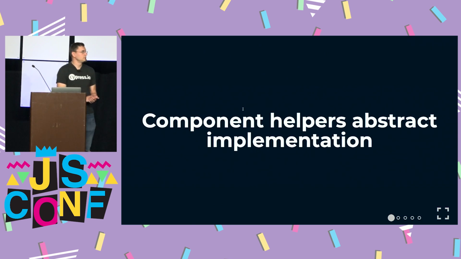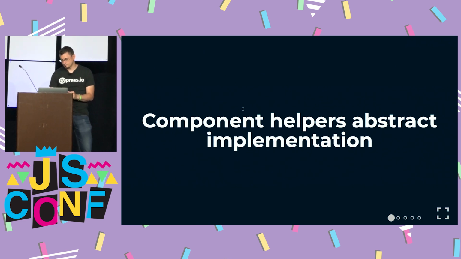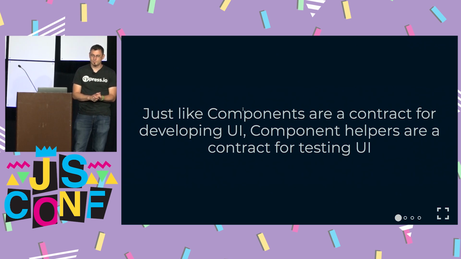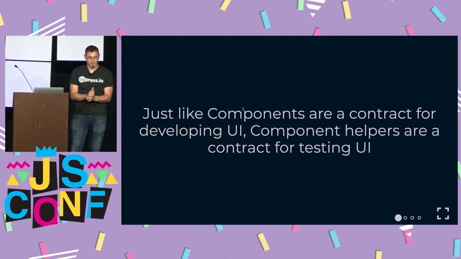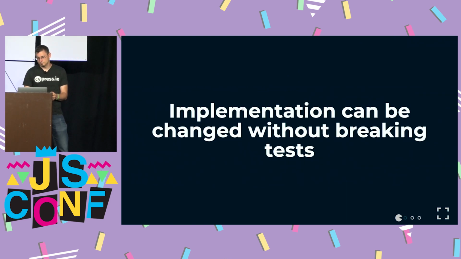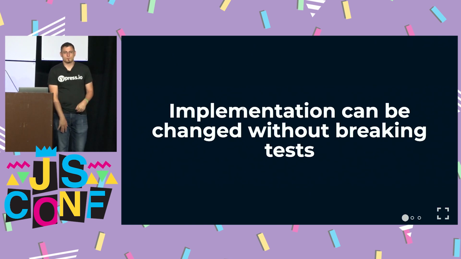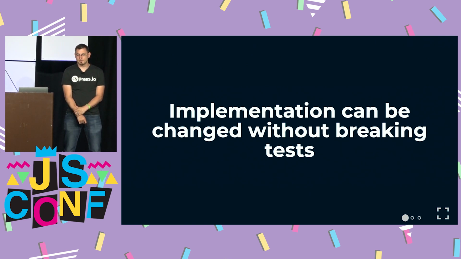All right, so component helpers help us abstract our implementation details. Just like components are a contract for developing our UI, component helpers are a contract for testing our UI. So we ended up proving this over the course of 2 years, but the implementation can be changed without our test breaking, as long as those API contracts were the same for our component helpers. As long as our implementation, our component helpers were updated with the implementation, nothing ended up breaking.